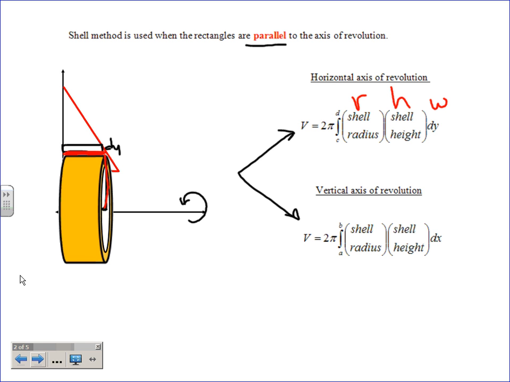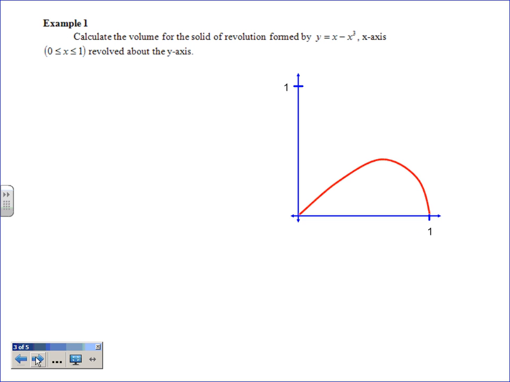And integrating it allows that rectangle to move up and down. This is basically what happens. So let's actually try one and see what happens. Do I have the graph in there for you? Or no? No? All right, we'll get that graph in there then. It says calculate the volume for the solid of revolution formed by y equals x minus x to the third, the x-axis, from 0 to 1, revolved around the y-axis.